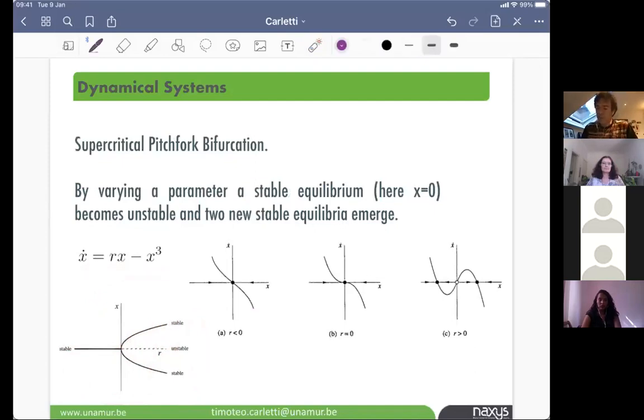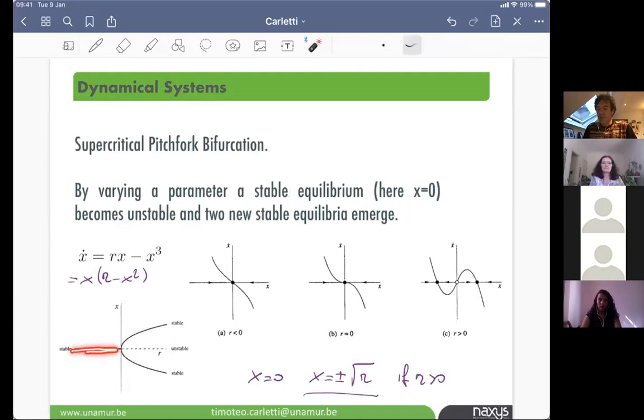Again, if you factorize x, you have x times (r minus x squared). And so x equal to 0 is always a solution because it's a factor. And then the other solution is x equal plus minus square root of r if r is positive. While if r is negative, you don't have the second solution. So this means that if r is negative, you only have the origin, so x equal to 0, which is stable. You can prove again by computing the derivative and showing that it's negative. So everything is attracted to this point.